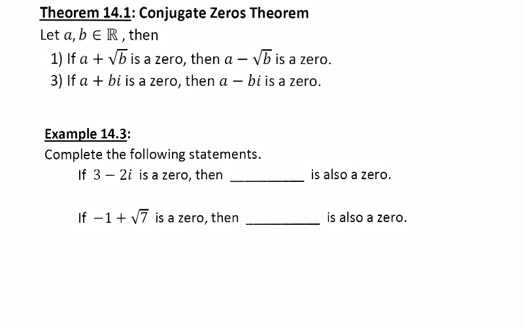Theorem 14.1 is called the conjugate zeros theorem, and it is going to be a continuation of example 14.2, where we notice that the irrational and the complex zeros always appeared as a conjugate pair. So the first statement says if a plus the square root of b is a zero, then a minus the square root of b is also going to be a zero. This is known as irrational conjugates.